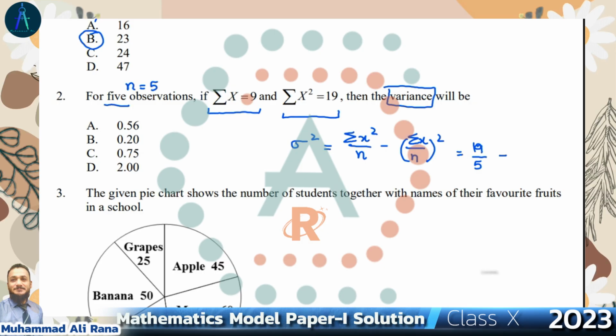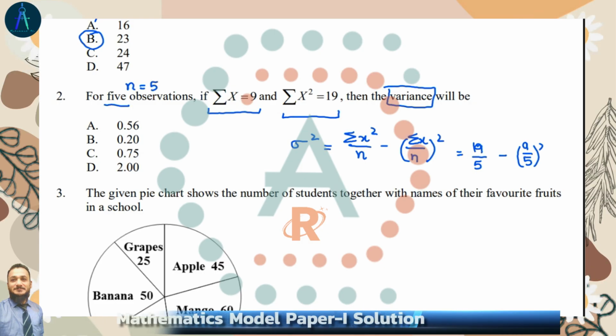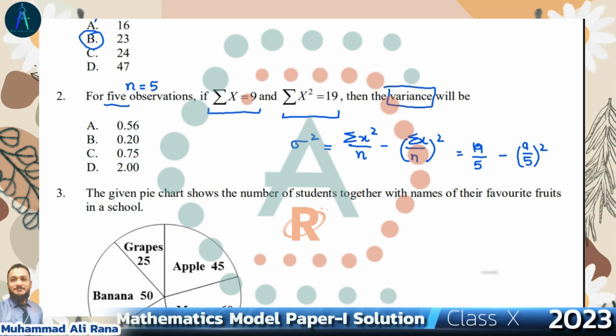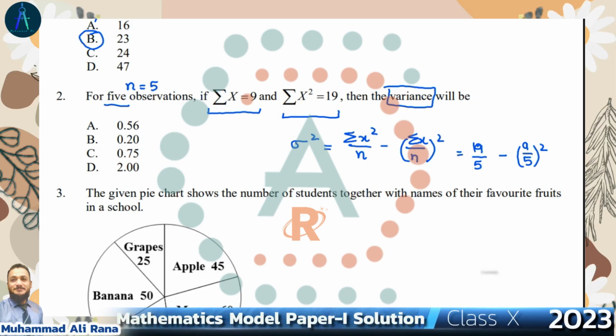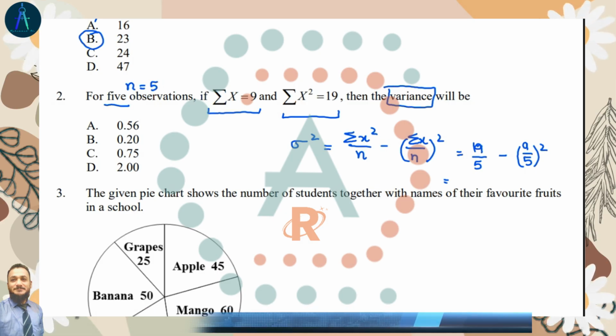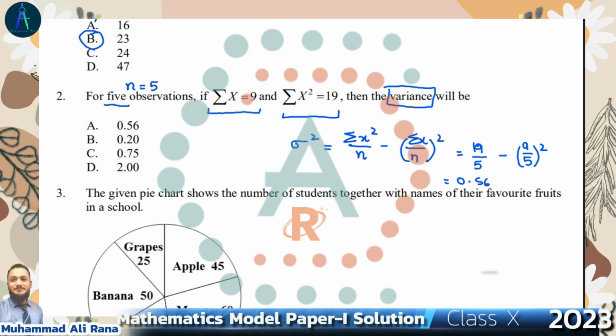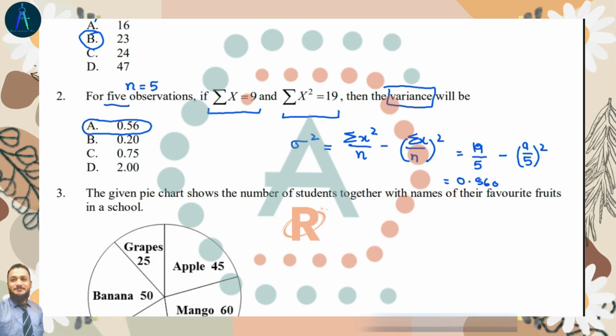Minus summation x over n whole square. This means 9 over 5 and whole square. तो इसको simply calculate करते हैं. 19 will be divided by 5 minus 9 over 5 whole square. इस तरह से हमारे पास result आ जाएगा 0.560. 0.560 is the variance of this data, so we can mark option A as the right answer.